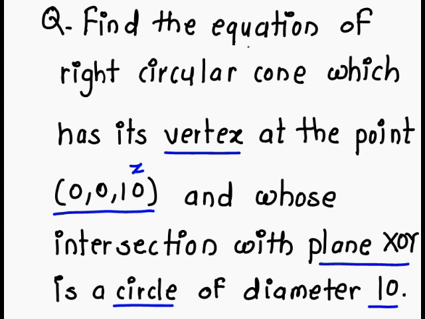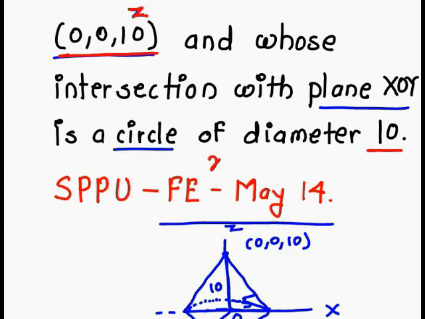Now we see how we can create different questions from this question. If you observe, this (0, 0, 10) represents that the axis of the cone is on the z axis. So you can put one statement that the axis of the cone is the z axis. One more thing, given the circle of diameter 10, you can say that the circle is x² + y² = 5². So this is how you can generate the second question also.